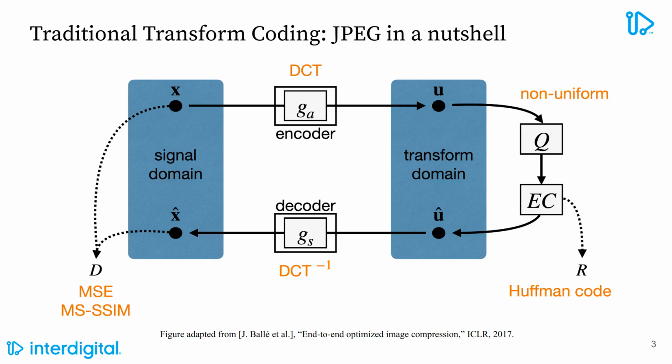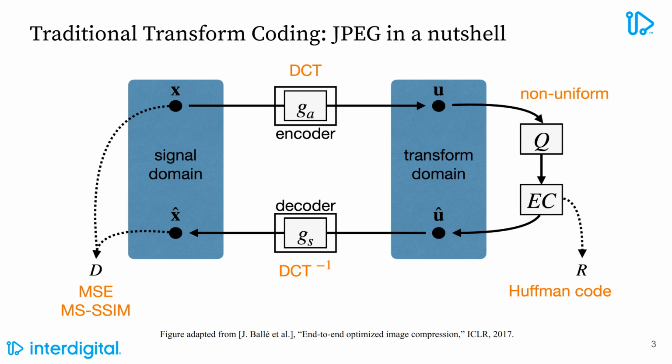This diagram provides an interpretation of a traditional image compression codec, such as JPEG. The input image X is fed into an encoder-side invertible transform, such as DCT. Then, the result U in the transform domain is quantized and losslessly entropy coded. The quantized U hat is then fed into the decoder side inverse transform, which generates the reconstructed image X hat.